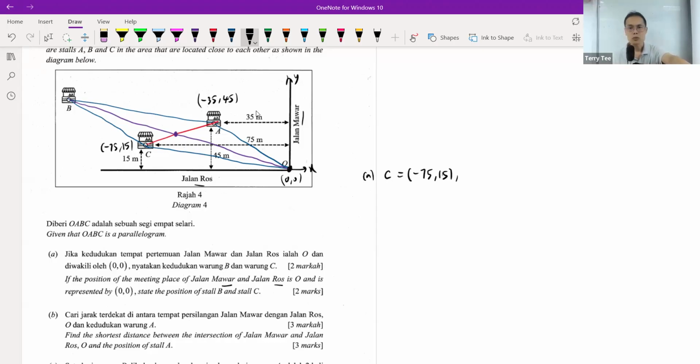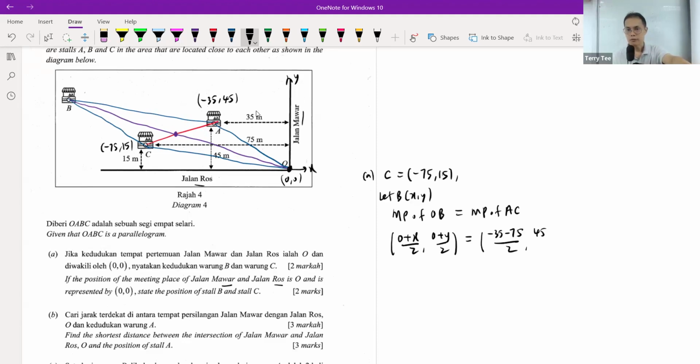I know that I need to let B be, let's say, X, Y. You can use H, K, P, Q, whatever, right? So the midpoint of OB must equal the midpoint of AC. For OB, very simple. O is 0, 0. B is X, Y. So 0 plus X over 2, 0 plus Y over 2. Now, for AC, I'm going to use negative 35 minus 75 over 2, 45 plus 15 over 2.